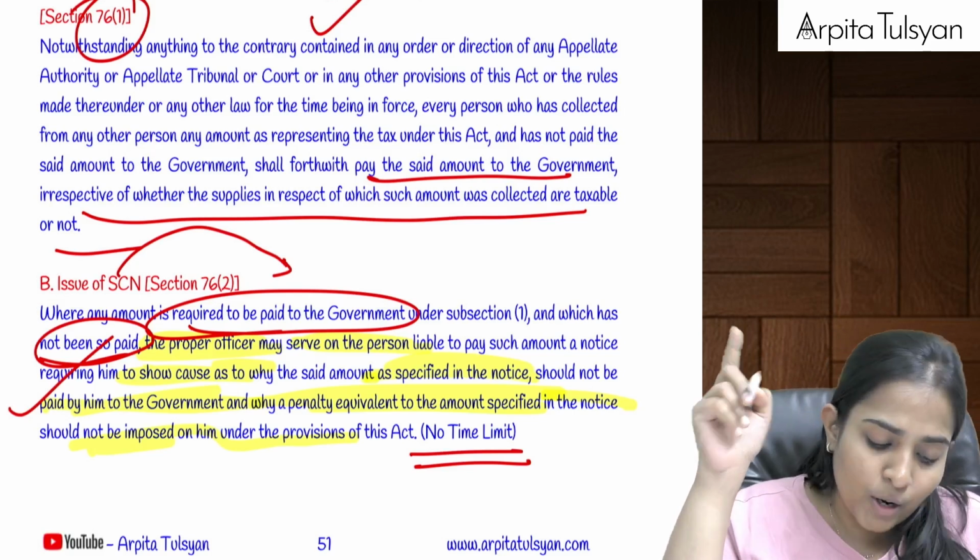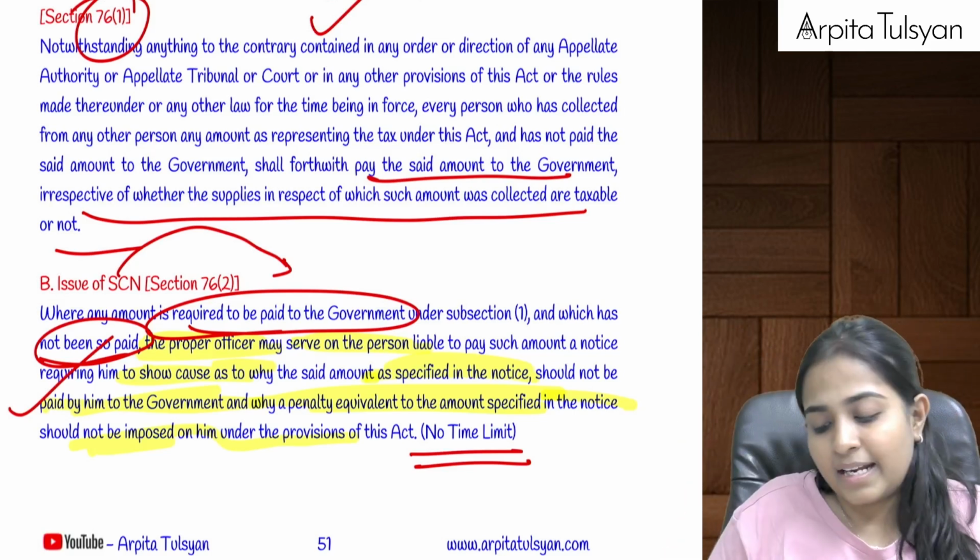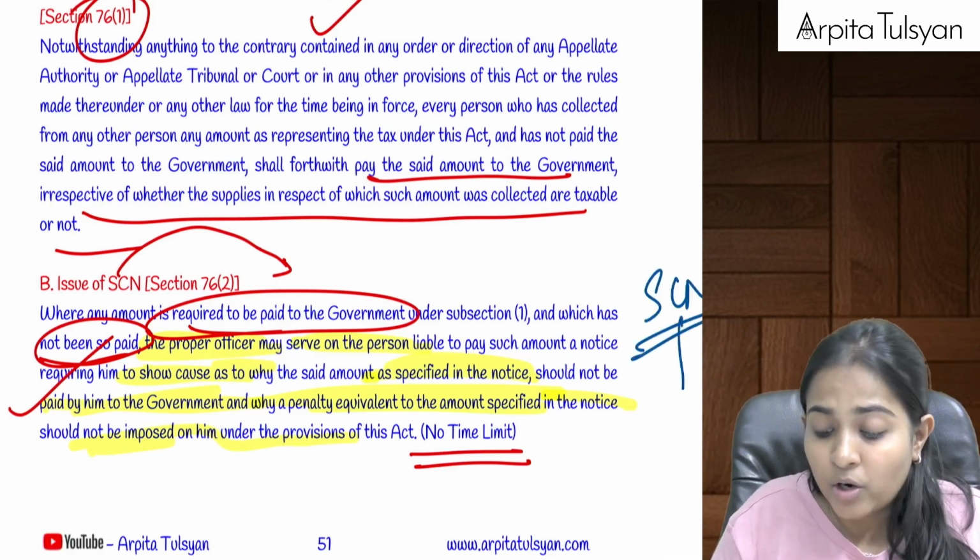If you have not paid, then the proper officer can issue a show cause notice on you, and you know what?